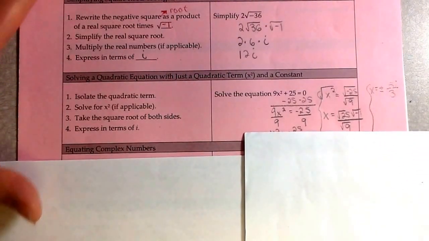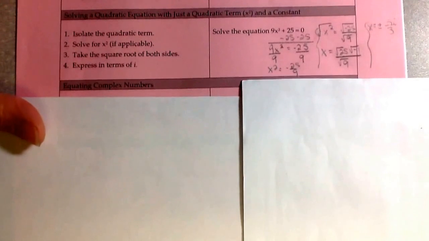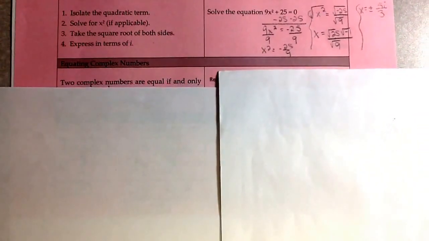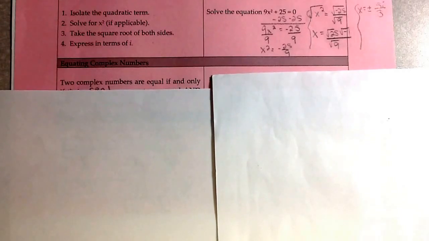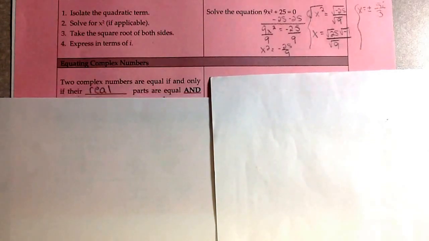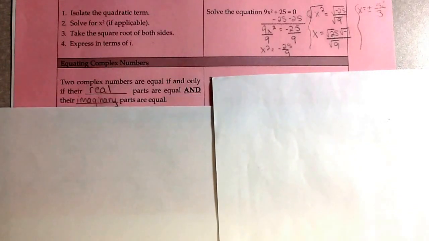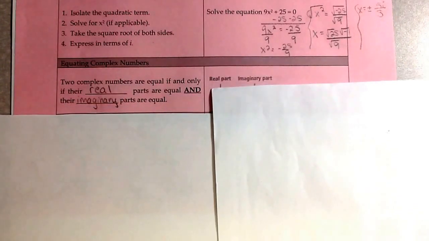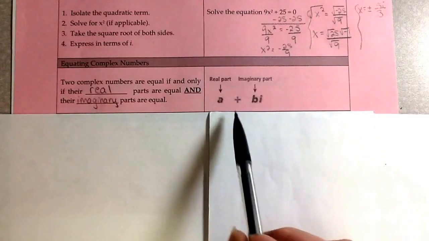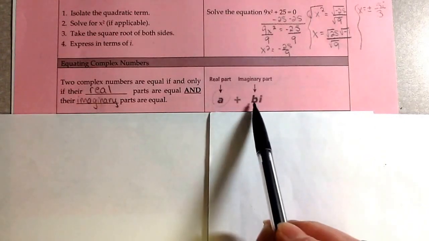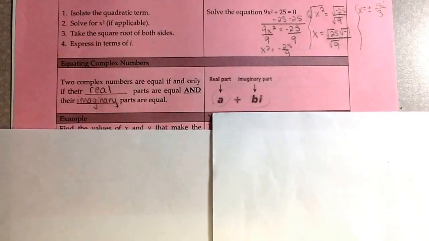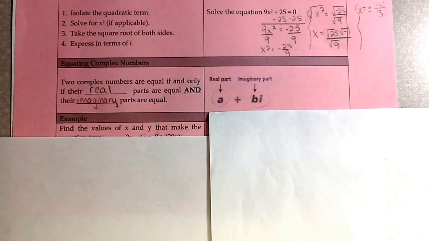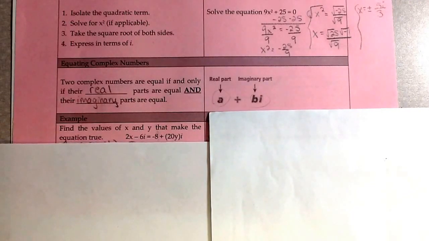Okay, now we're going to equate complex numbers. Now this looks really complicated, but it's really pretty easy. Two complex numbers are equal if and only if their real parts, so a, are equal and their imaginary parts are equal. So when you're looking at a complex number, this would be considered your real part, this is your imaginary part. Okay, so find the values of x and y that make the equation true.